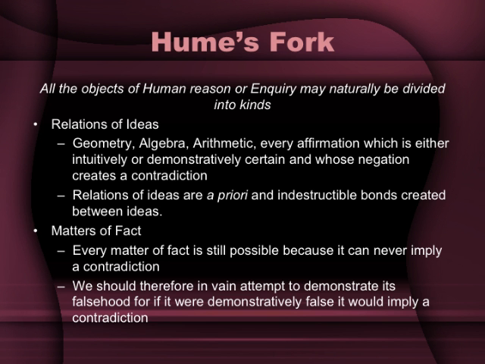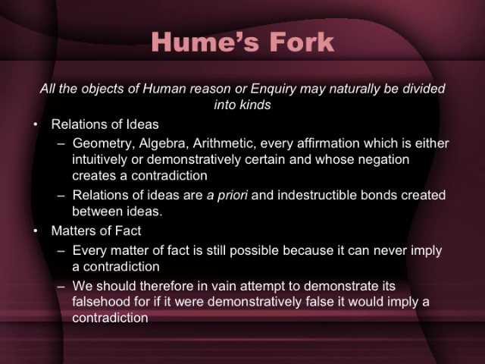There's no indestructible bond that is created between sunny and raining that links it to proving it right now, other than me going out and proving it with my sight, proving it with my experience. Therefore, it is only proven a posteriori. So for Hume, he says, we should therefore in vain attempt to demonstrate its falsehood. For if it were demonstratively false, it would imply a contradiction.